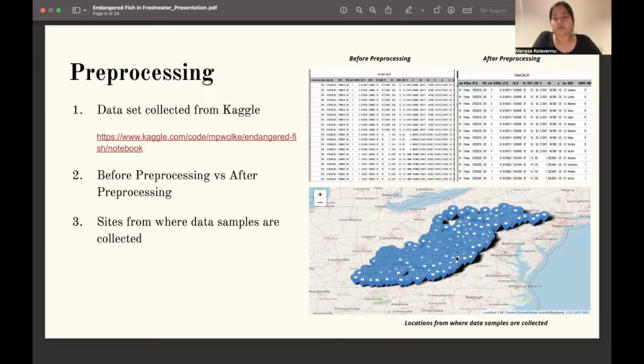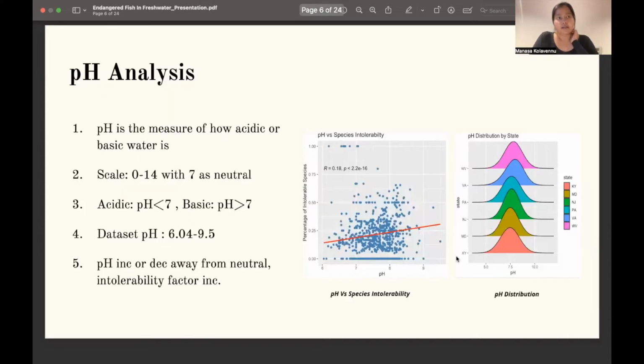And the below image shows the locations from where we have collected the data, various locations in the United States freshwater lakes from where the data is collected. And coming to the statistical analysis part, the initial analysis we have done is on pH value.